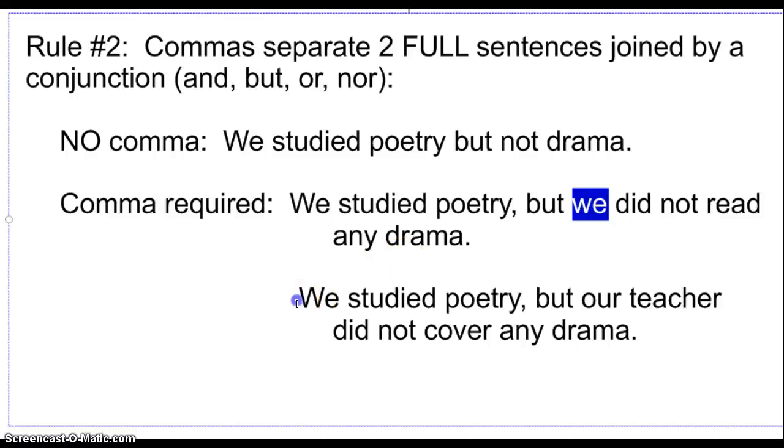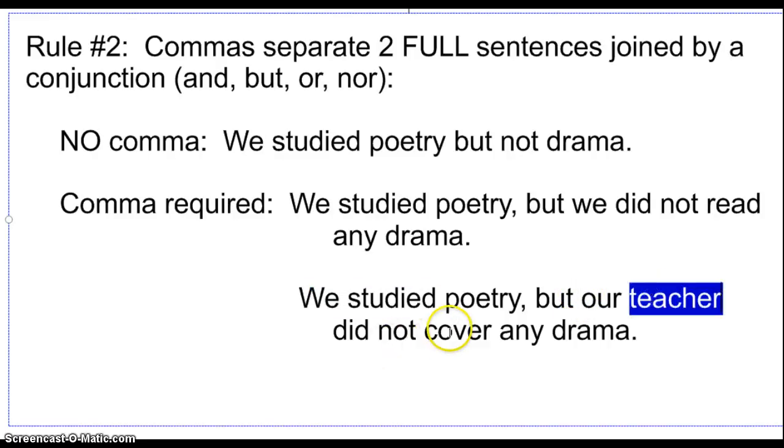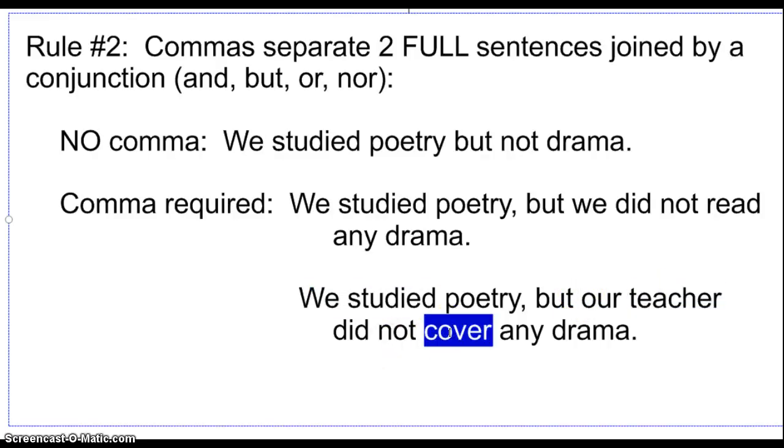So down here, we have we studied poetry. Here's my subject, here's my verb, check. On the left-hand side of the but, I have a full sentence. To check if I need a comma at all, I just have to look on the other side. Here's my subject, teacher. Here's my verb, cover, check. I have a subject and a verb on the right-hand side of the but, and that means I need to put a comma in. Again, that's to tell my reader there is another full sentence coming up after the contrasting conjunction.